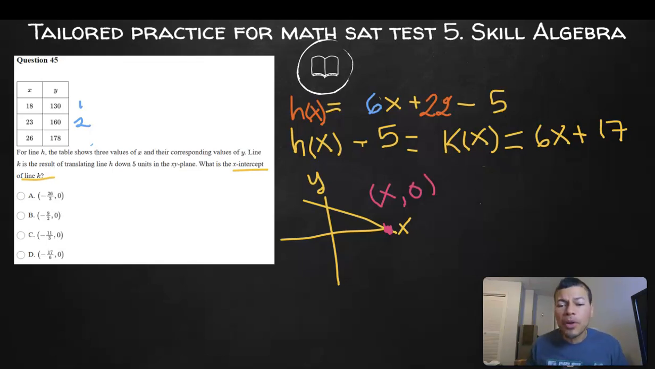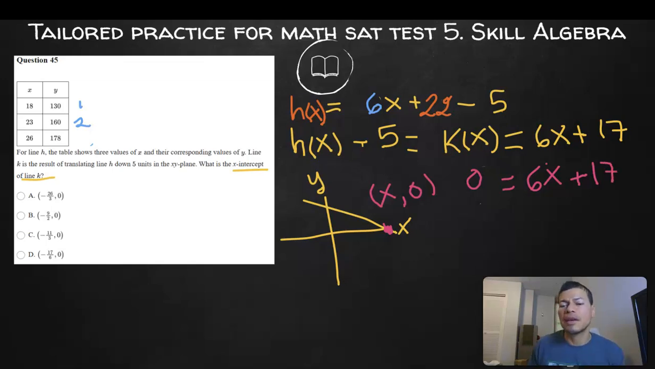So what we are going to do is plug into the function that we have now, we are going to plug in y as 0. So y is the case of x, or the function. So I'm going to plug in 0 equals 2, then I'm going to have 6x plus 17. Now we have to solve for x and find the x-intercept.